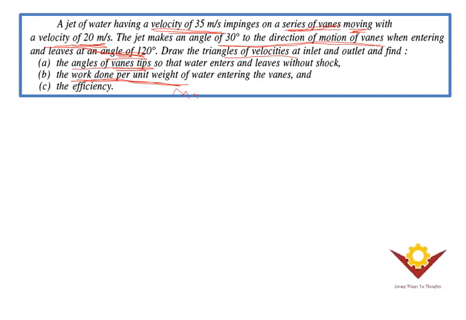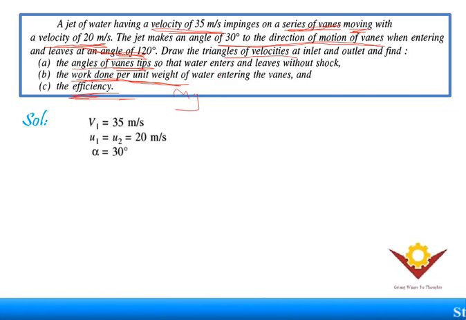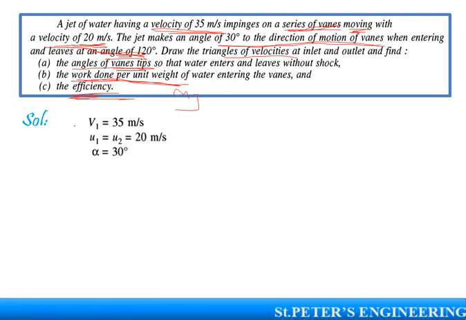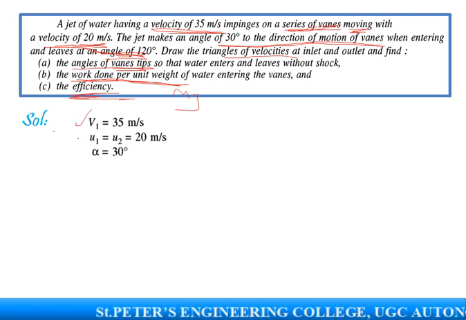And the efficiency: what is efficiency? Outlet by inlet. What is the outlet? The work done. And what is the inlet? Kinetic energy. Now first we'll see the given data. This is the velocity which is entering, and this is the vane velocity.